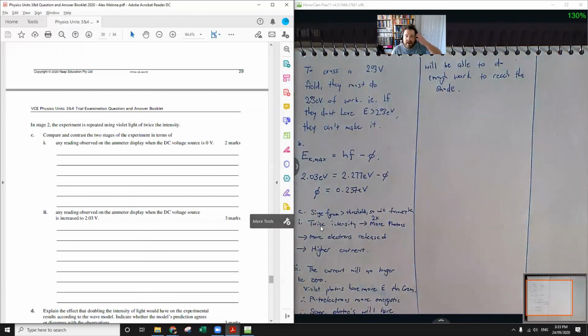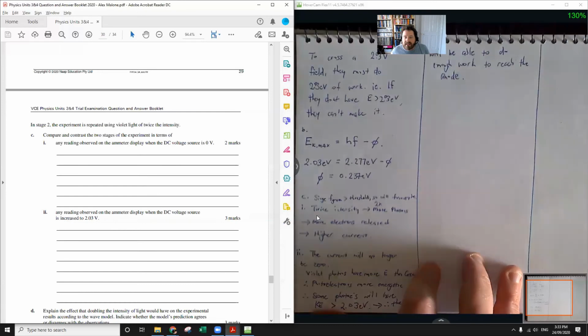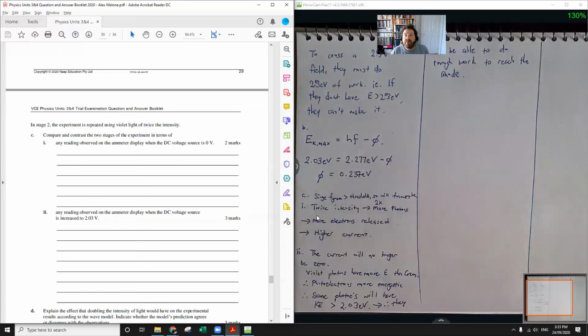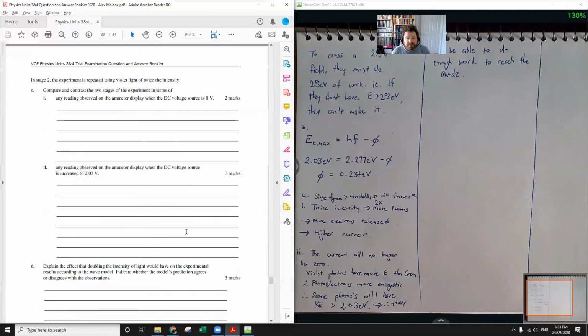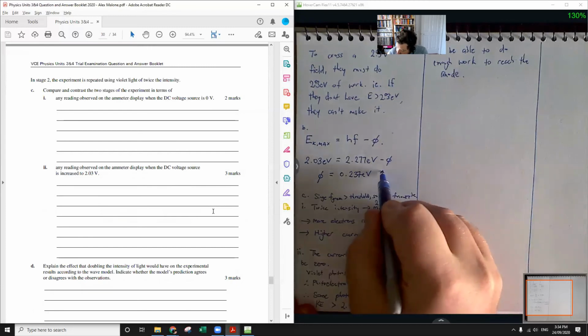So we've got more energetic electrons, which means in order to stop them, we would need a bigger back voltage. So 2.03 volts is no longer going to do the job. You might be tempted to try and work out exactly how much current there would be. It's a fool's game. You'd have to know all about the details of the chemistry of the metal. So you just say there's some current. Who knows how much?